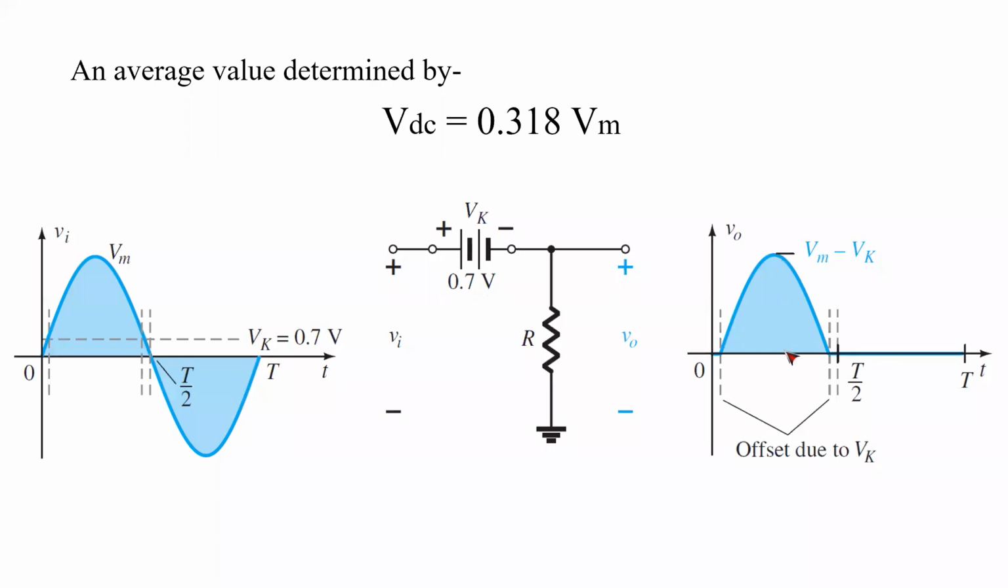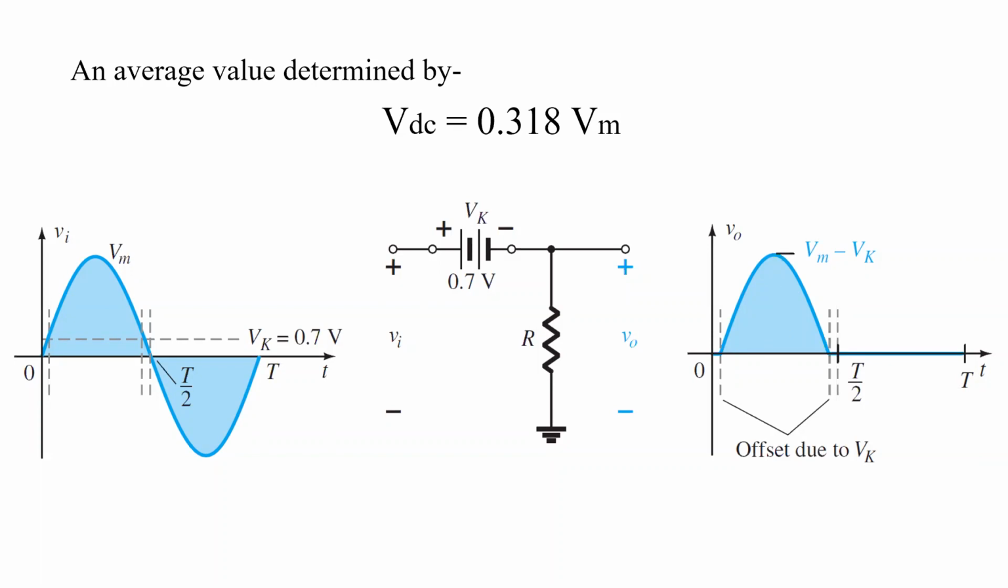How much smaller? By Vk. So your highest value will be Vm minus Vk. So 20 minus 0.7, that means 19.3. That will be your highest value, Vm minus Vk. So what will be the DC level now?